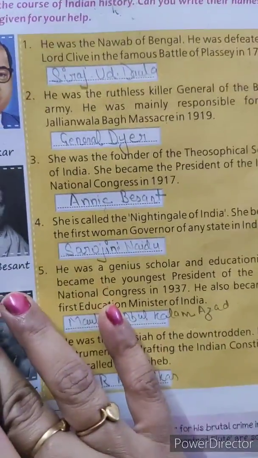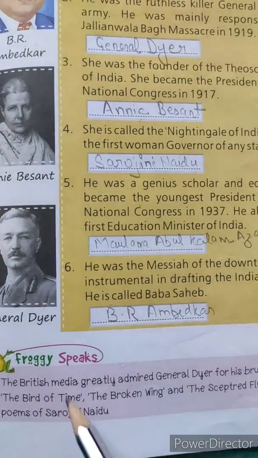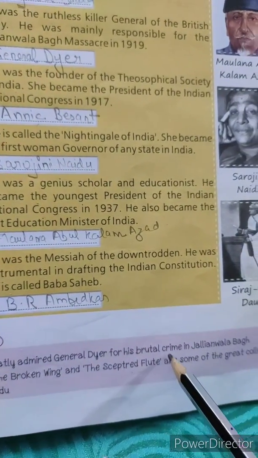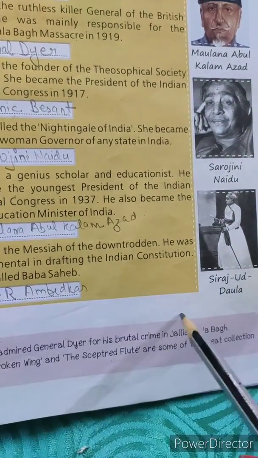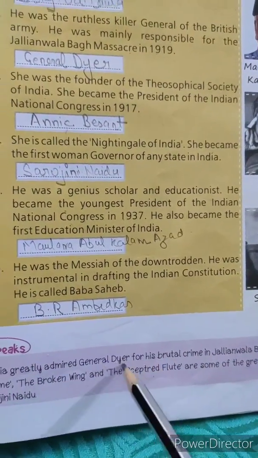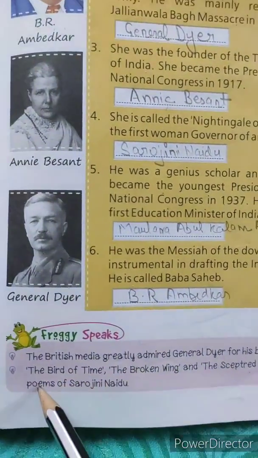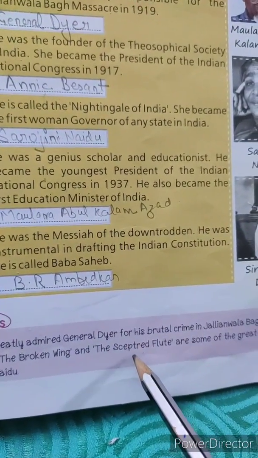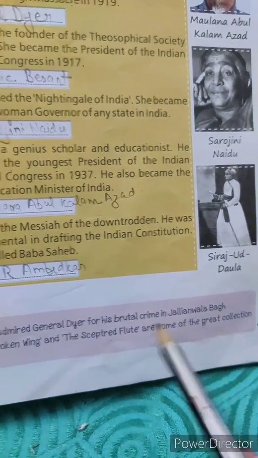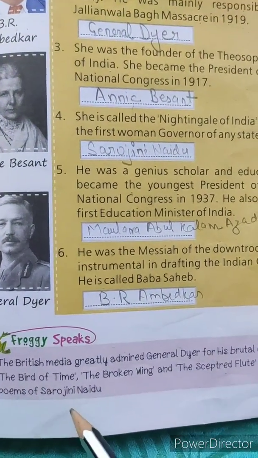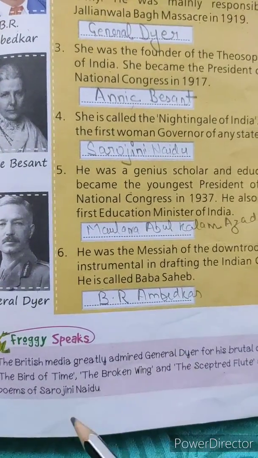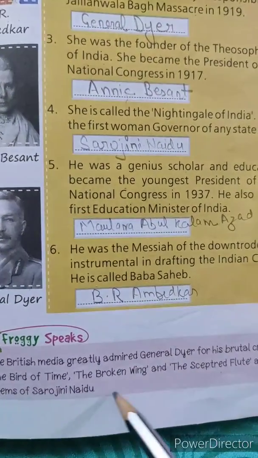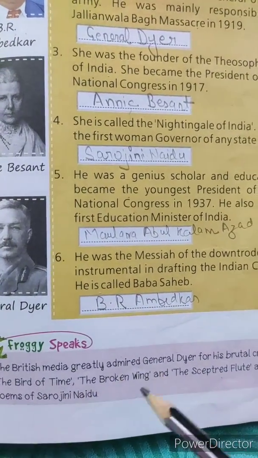Now last, Froggy speaks. What does Froggy say? The British media greatly admired General Dyer for his brutal crime in Jallianwala Bagh. Means the British media was very happy with the act of General Dyer. And The Bird of Time, The Broken Wing, and The Sceptred Flute are some of the great poem collections of Sarojini Naidu. Because of her poetry she was called Nightingale of India, and these are the names of the poems she has written, which are remembered till now.